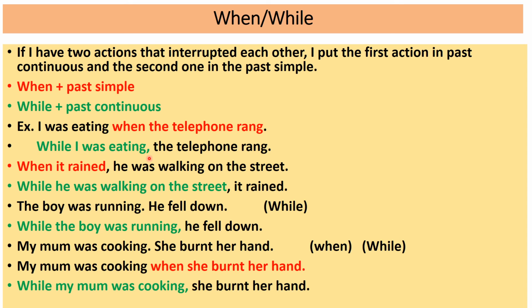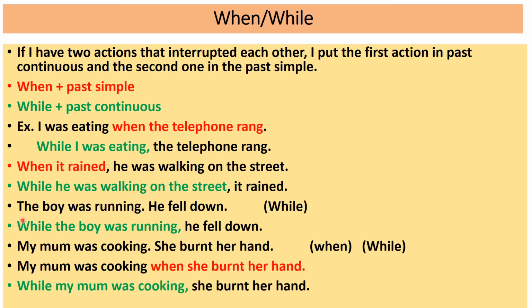When I start the sentence with while or when, I have to separate the two sentences with what? A comma. Another example: it rained, he was walking on the street. Which sentence here is past continuous? He was walking on the street. So if I want to use while, just flip it. While he was walking on the street, comma, it rained.